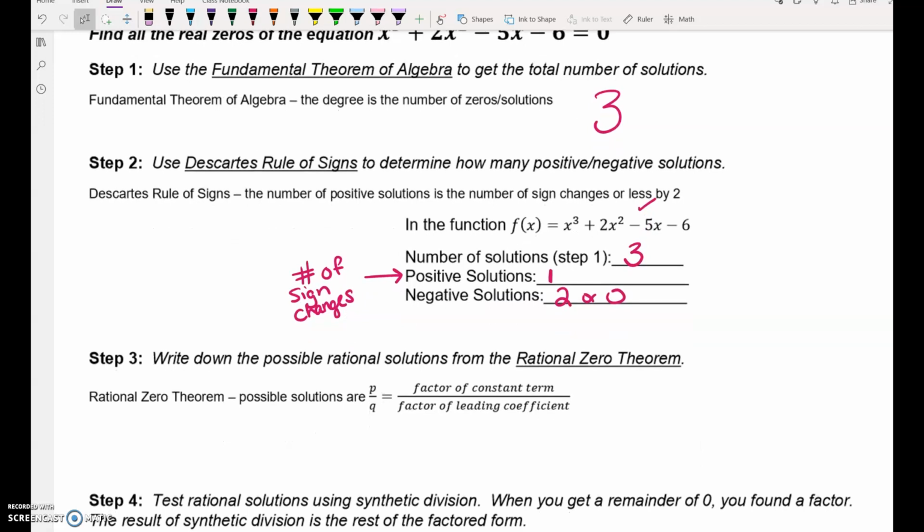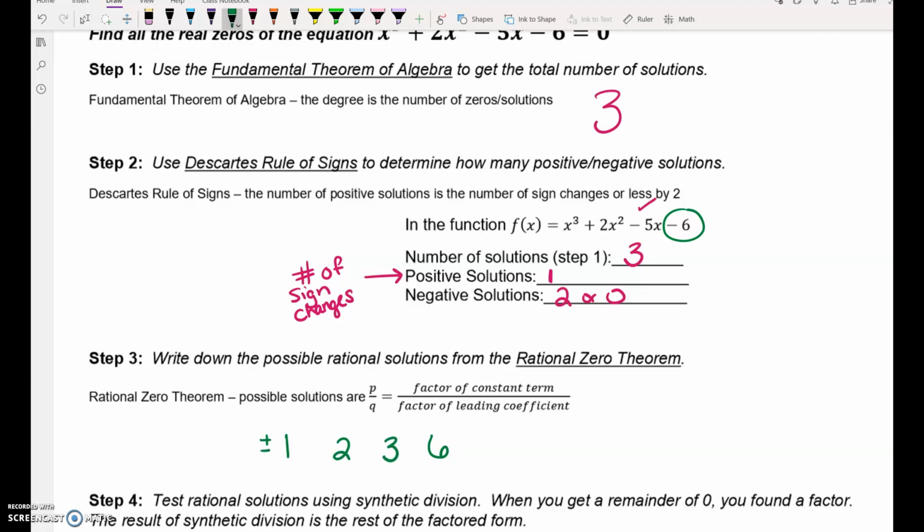The possible solutions come from the factors of the constant term divided by the factors of the leading coefficient. We're only going to be using polynomials that have a leading coefficient of 1, so we don't really have to worry about this. Basically, I want you to look at the constant term. In this case, it's -6. How can you multiply to get 6? What are the factors of 6? We can do 1 times 6. We can do 2 times 3.